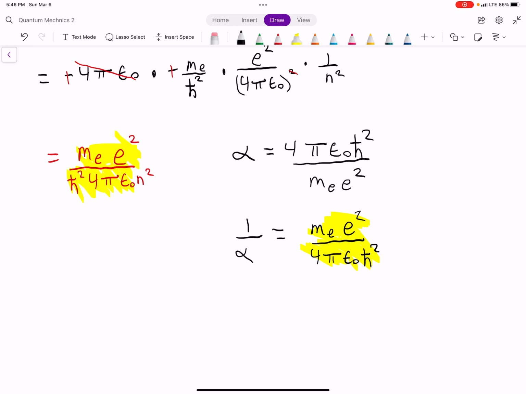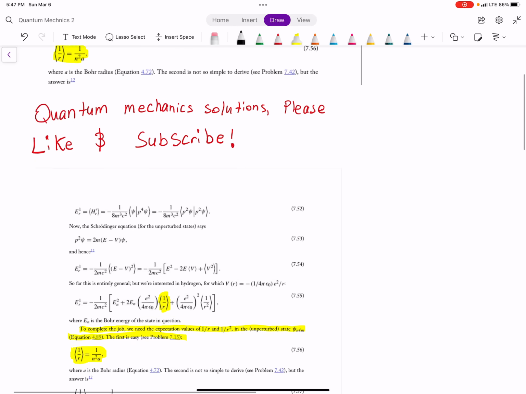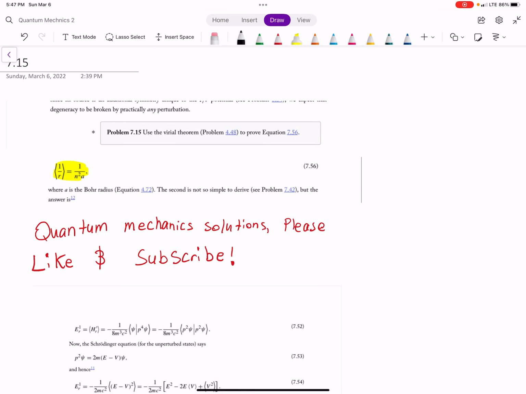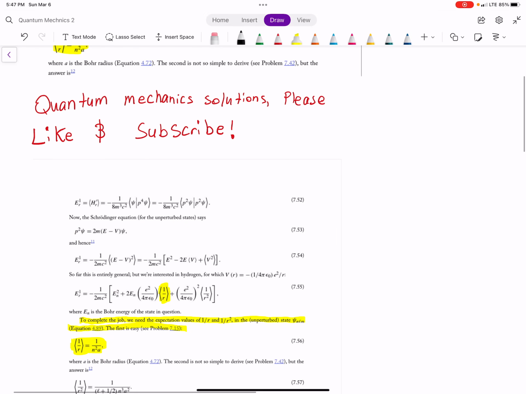So then we can say that 1 over r is equal to 1 over alpha, and then we still had this n squared term, which was not included in this alpha term. So that's what we wanted to show. 1 over r, the expectation, is 1 over n squared alpha.